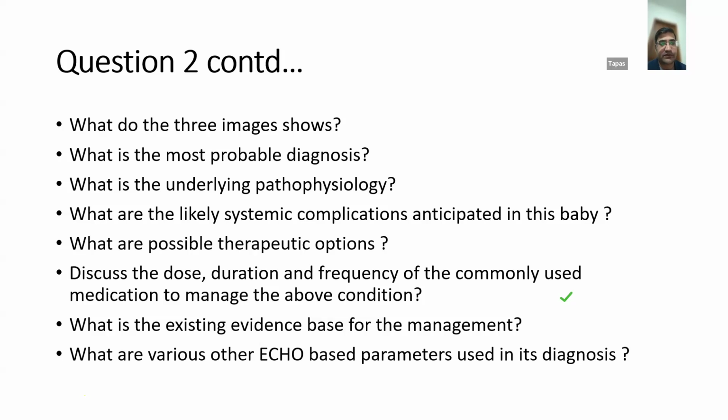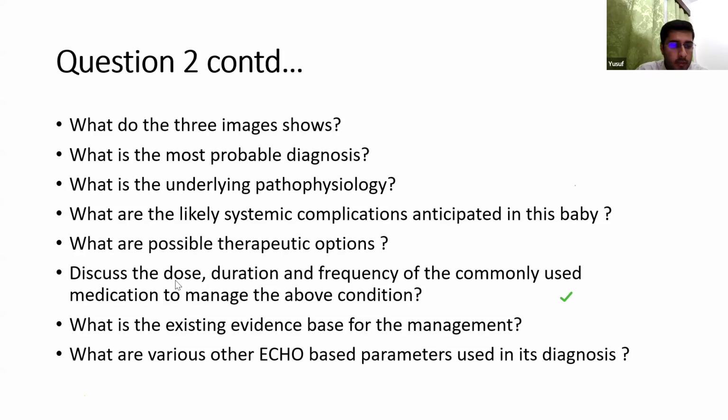And what about the dose? What is the dose of paracetamol? What is the frequency? Dr. Sumit, frequency, 6 hourly. And how many days? Okay, Dr. Yusuf, you can tell the answer. Yes, okay, so we'll see. So basically, paracetamol will be given.